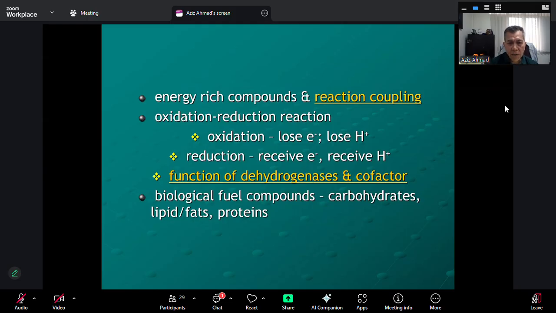And then, of course, energy-rich compounds and reactions are normally coupled, and they involve oxidation, which is the loss of electrons and loss of protons. Reduction is the receiving of electrons or receiving of protons. So I think for the chemical science students there should be no issues, but the issue is how we link this electron and proton translocation with the oxidation and the reduction. So when we talk about oxidation, of course, it is the process that normally involves the loss of electrons or protons, but reduction is receiving electrons or protons.